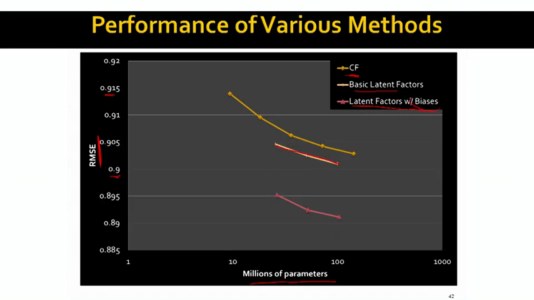And now if I also learn the biases, basically add biases as parameters that we want to estimate from data, that gives me further improvement, right? And we are almost all the way down to 0.89 root mean square error.